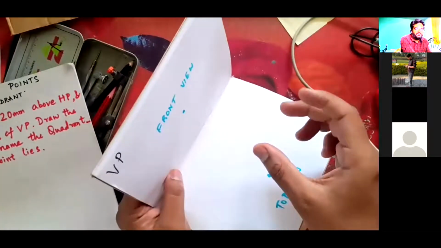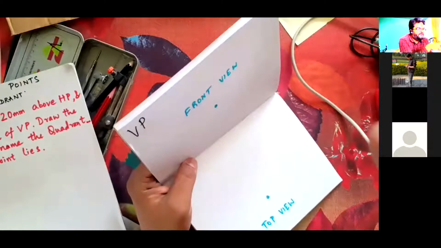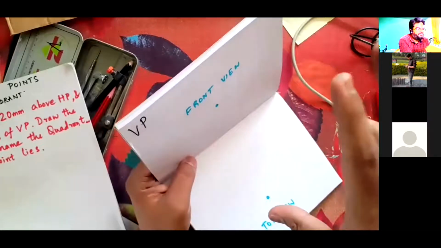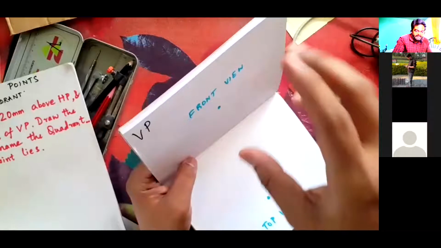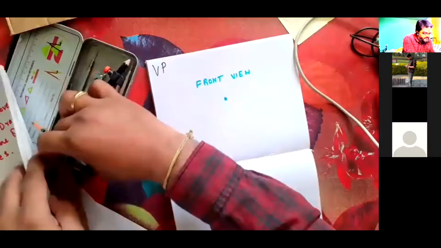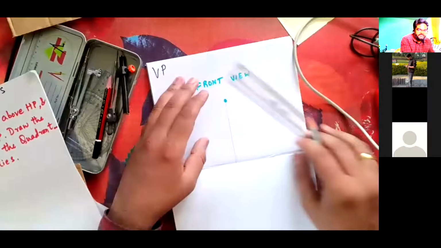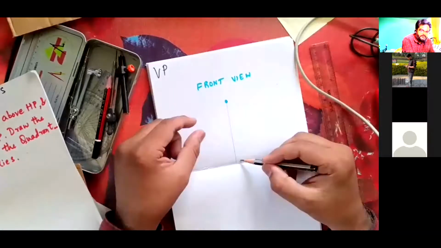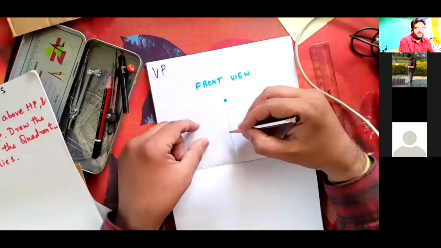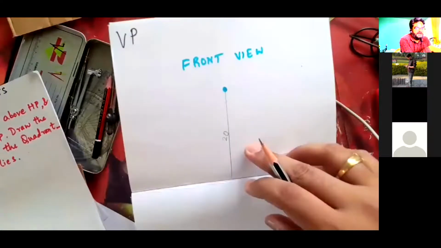20 mm above HP can be seen only in the front view. That is, imagine your height, 5 feet 8 inches, can be seen only on the vertical plane, the wall, right? So I'll draw a thin line. The distance of the front view from XY line is how much? This is not dimensioning. 20 mm above HP. I'm just representing 20. I hope you can see this. The word is associated with above HP.